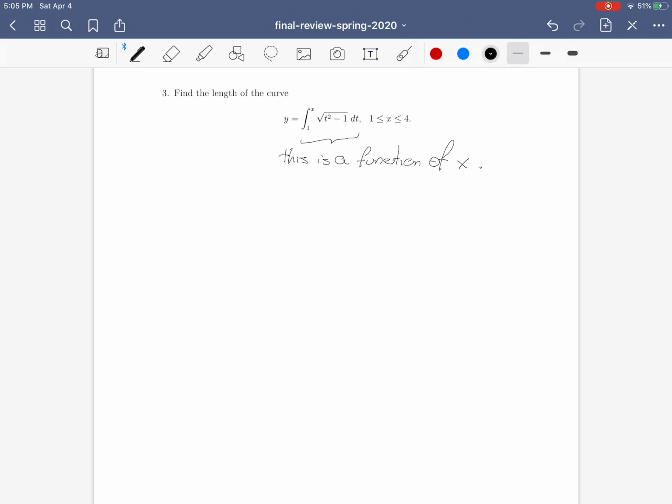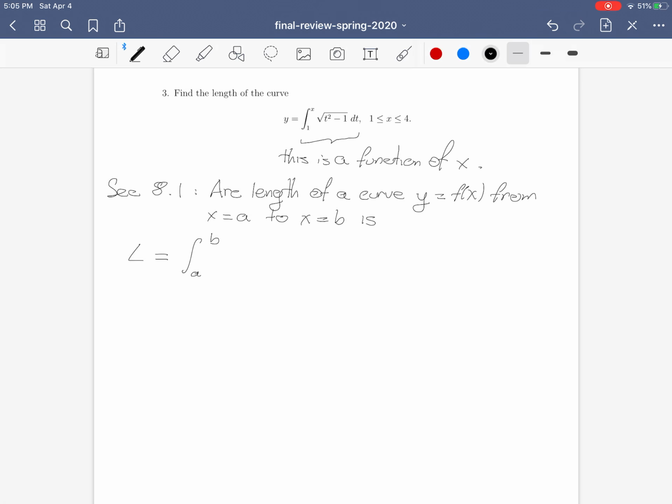Okay. So how do we find the length of the curve? Well, if you go back to section 8.1 of the course, you'll find the formula there that says the arc length of a curve y equals f of x from x equals a to x equals b is given by the following formula. It's the integral from a to b of the square root of 1 plus f primed of x all squared dx.